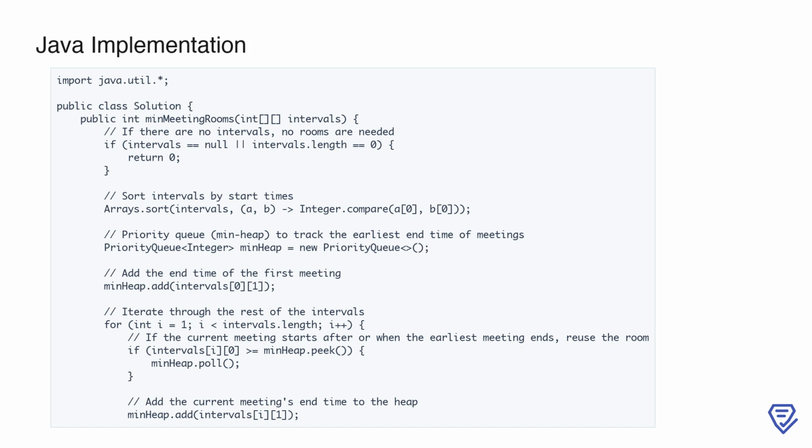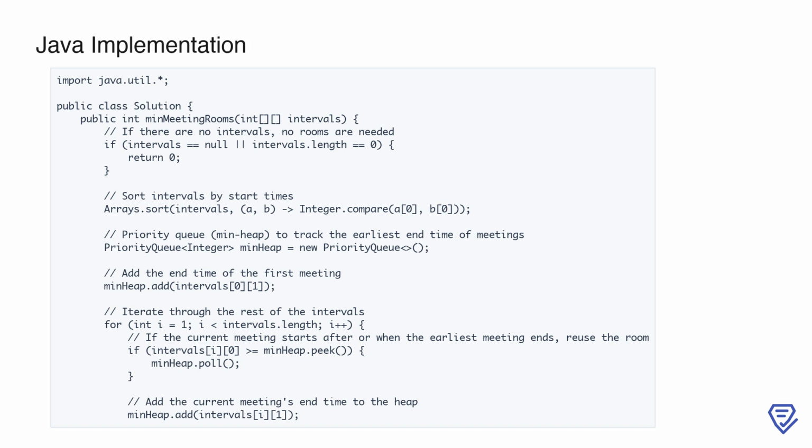After sorting, we create a priority queue, implemented as a min-heap, to keep track of the earliest ending meeting at any given time. Priority queues are useful here because they allow us to efficiently manage meeting end times as new meetings are scheduled. We start by adding the end time of the first meeting to the heap, since it will always occupy a room.